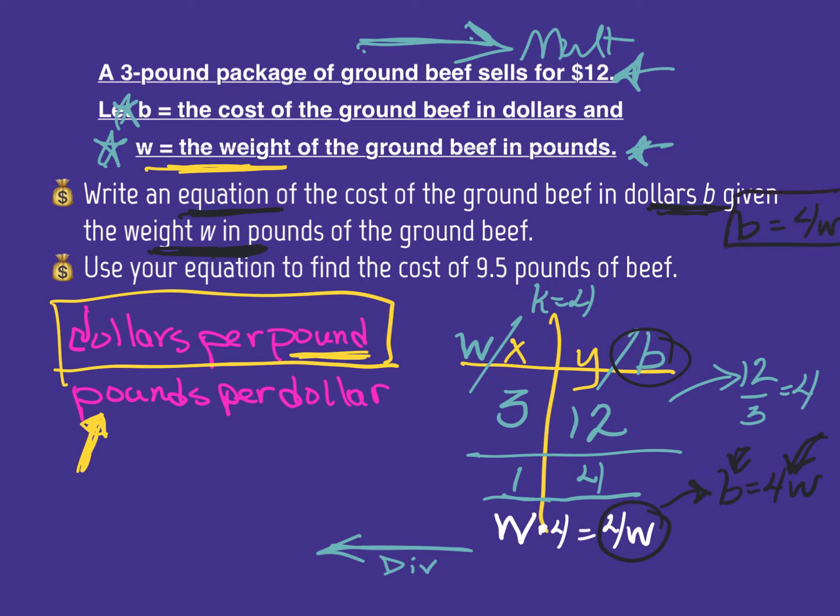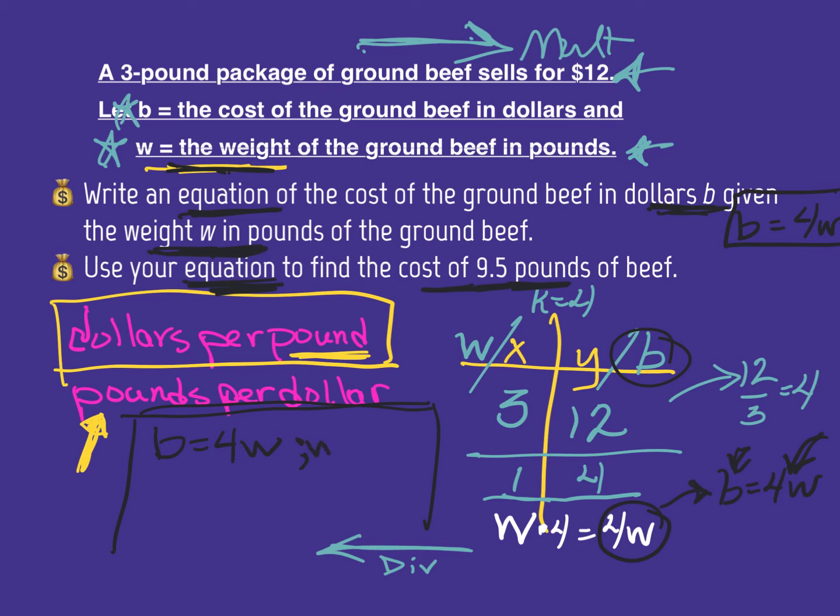Okay, and they asked me another question. Use my equation to find the cost. Very specifically tells me to use that equation. Okay, well, I'm going to come over to here where I have some room. I'm going to rewrite my equation, B equals 4W, to find the cost of 9.5 pounds. Okay, so pounds is the W, that's the weight. So I'm going to put a semicolon, that's a dot with a comma.